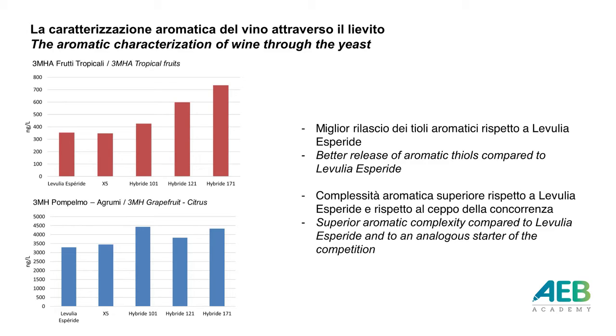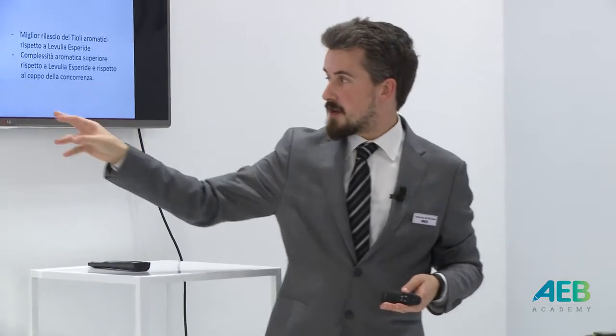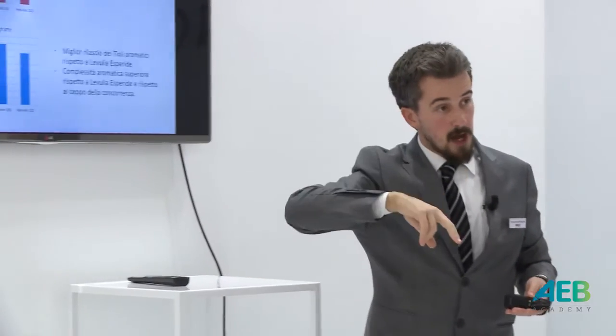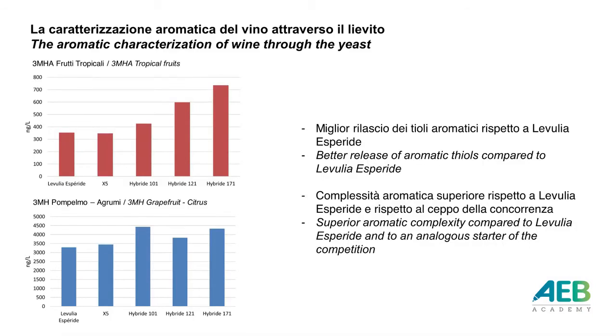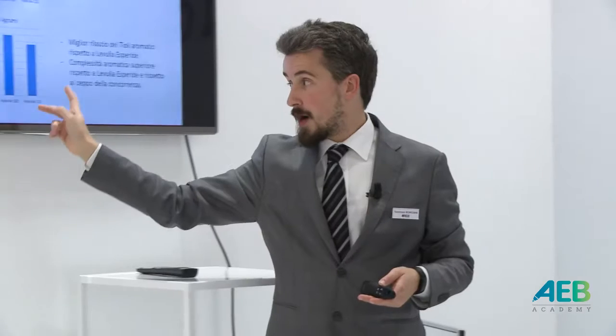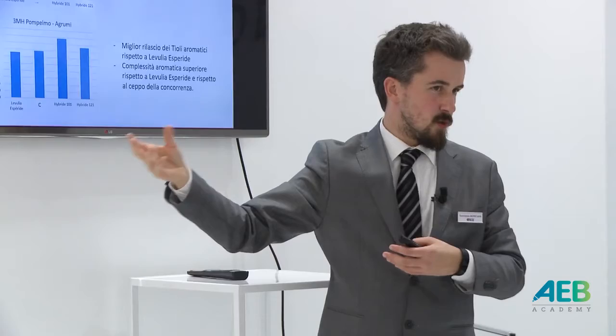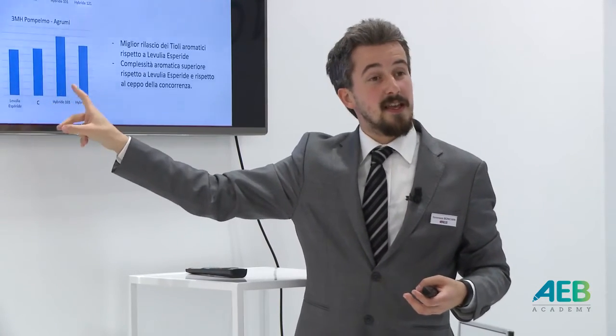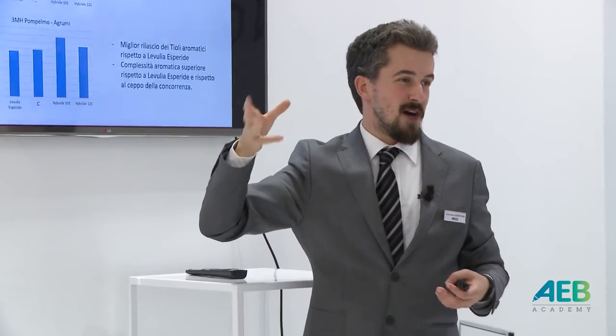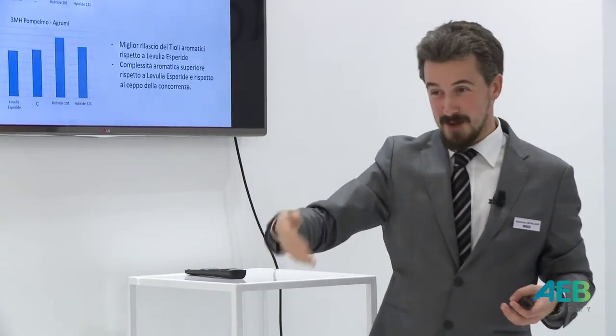they have produced. So in this case we used a machine to detect it, and what we saw was quite interesting, because as you can see from here and here, these 2 hybrids, which are called hybrid 101 and hybrid 121, are better at releasing these 2 kinds of thiols than one of our other yeasts which is quite good at producing thiols, Levulia Hesperide, but also they are far better than this C strain, which is one of our competitors, a very famous competitor, which is quite good at producing thiols.